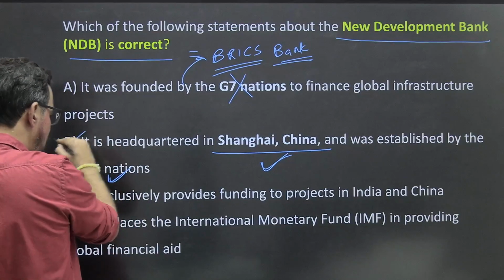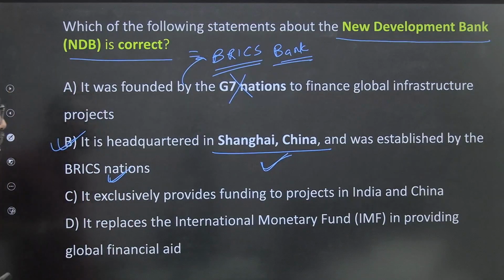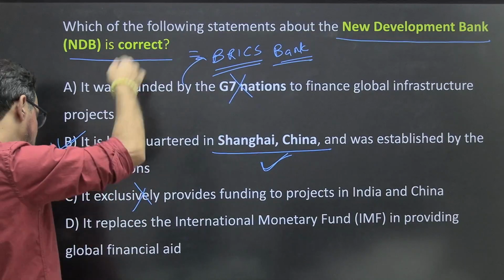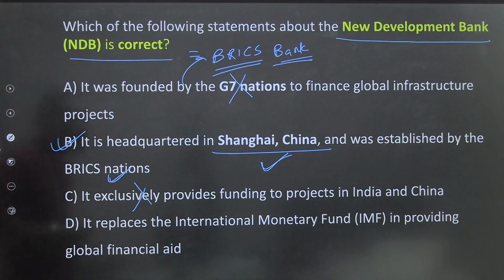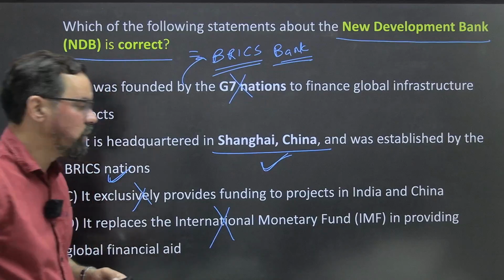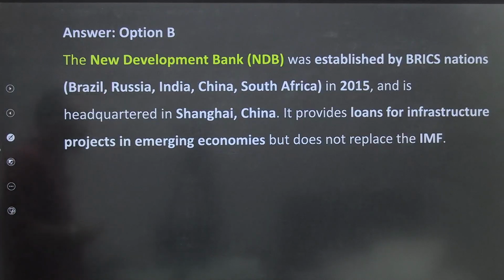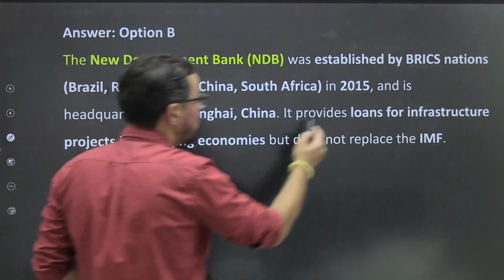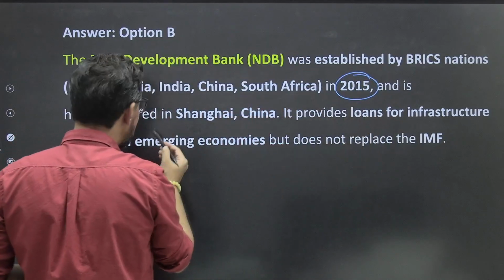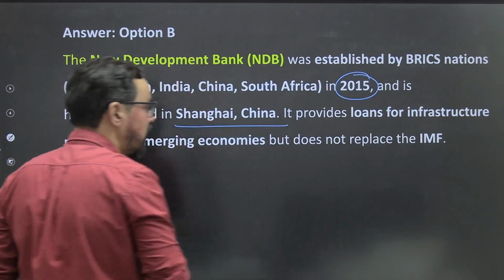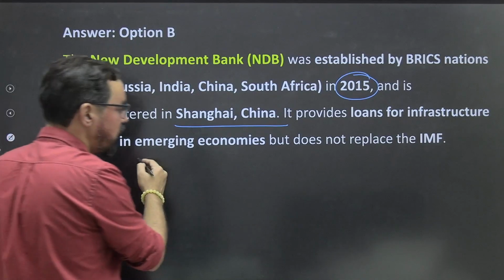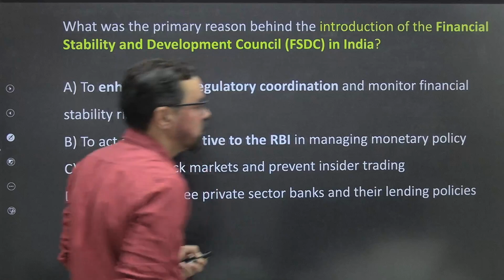It exclusively provides funding to projects in India and China. No, not only India and China, all the member nations. It replaced the IMF. No, replacing the IMF is not so easy right now. So the New Development Bank was established by BRICS nations in 2015 and its headquarters is located in Shanghai, China. It provides loans for infrastructure projects in emerging countries but does not replace the IMF itself.